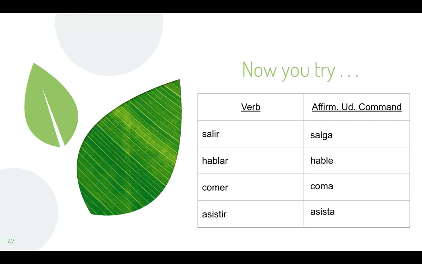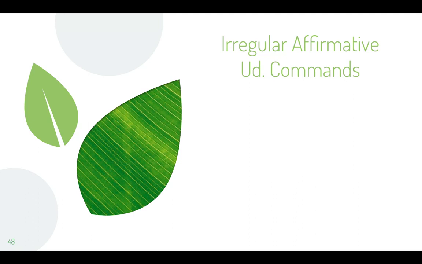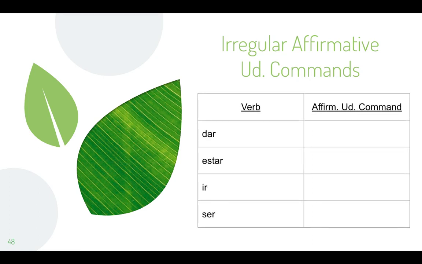If these endings and rules sound familiar, it's probably because they're very similar to those of the negative tú commands. The only difference here is that we've dropped the S. There are a few irregular affirmative usted commands, and they are very similar to the irregular negative tú commands. The verb dar changes to dé, estar changes to esté, ir changes to vaya, and ser changes to sea. Again, these are very similar to the negative tú commands, just dropping the S.